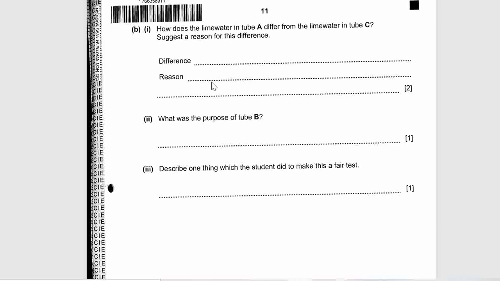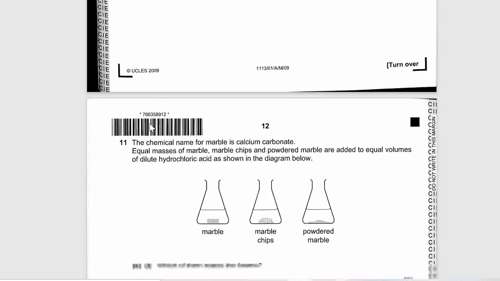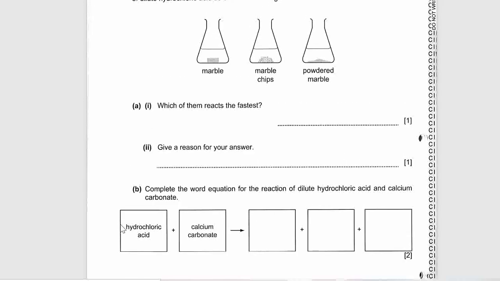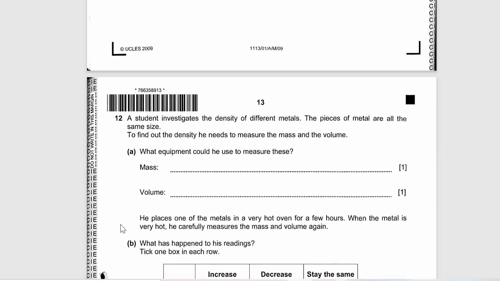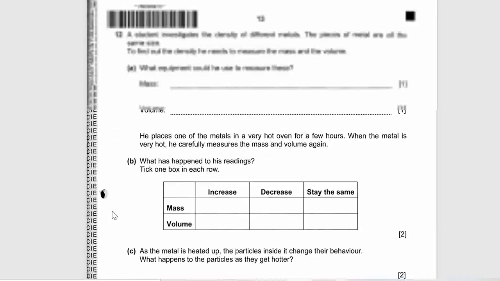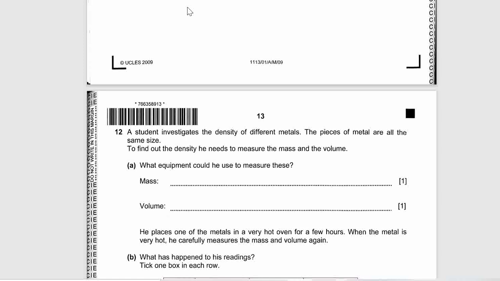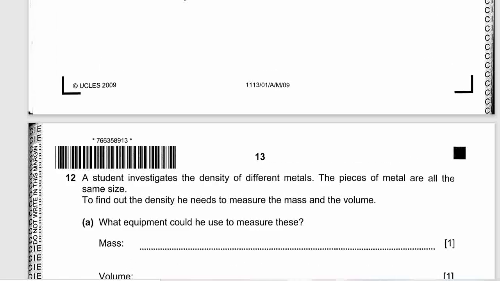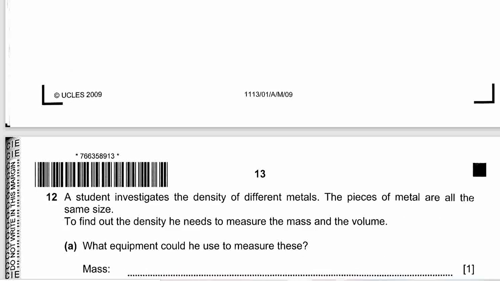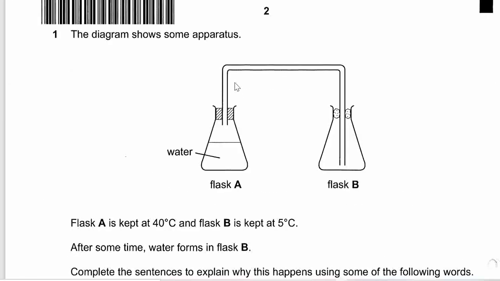Page 11. Now let's move to question 11A, part 1, 2, and question 11B. And this is question number 12A, B, and C. That is the last question. Now let's scroll up to the beginning so we may do the discussion together. Well, let's solve this paper together.